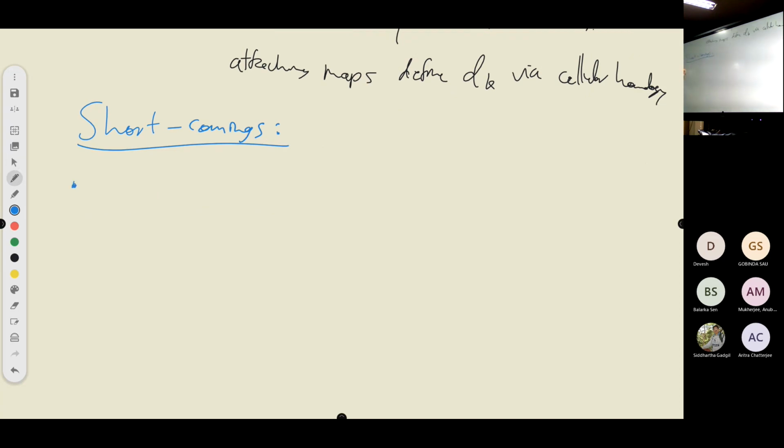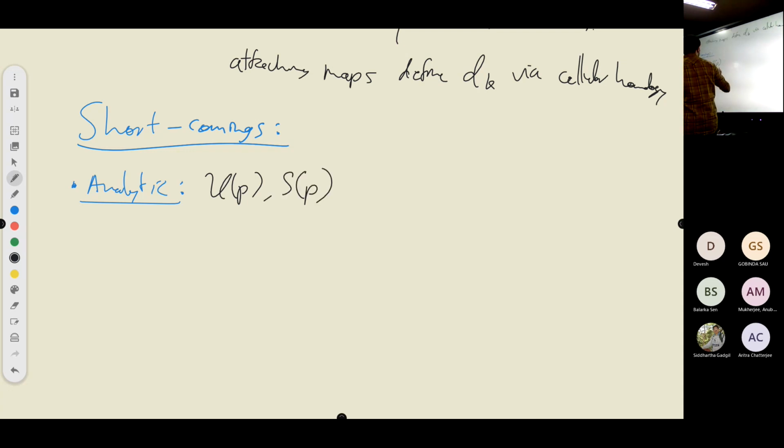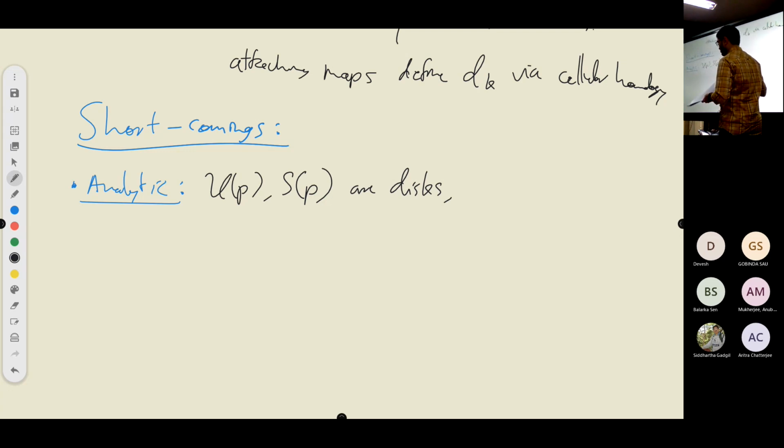The first chief difficulty is analytic. What this means for us is showing that U(P) and S(P), the unstable and stable manifolds, are disks, and other things about how they intersect transversely, and how you can make sense of the counts of points that I was talking about. The main issue here is that you're dealing with an ODE. Your usual theorem of ODE tells you that once you know what point you're starting at, you can uniquely solve your ODE. But this is just not true in infinite dimensions.